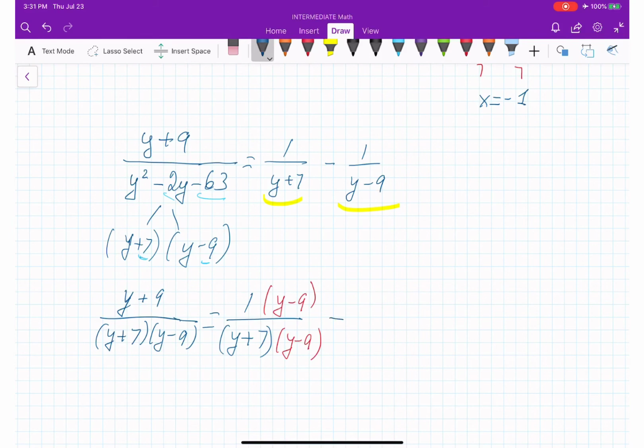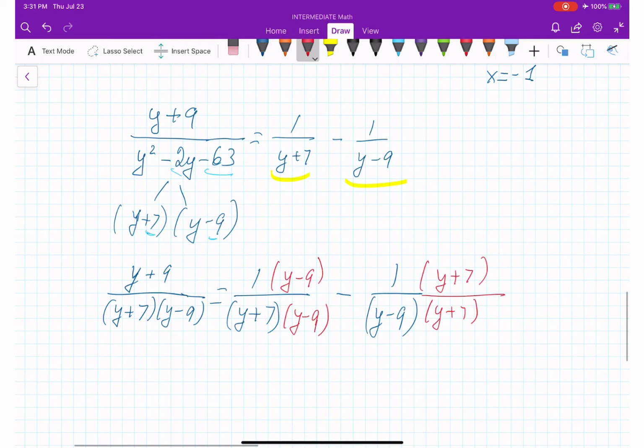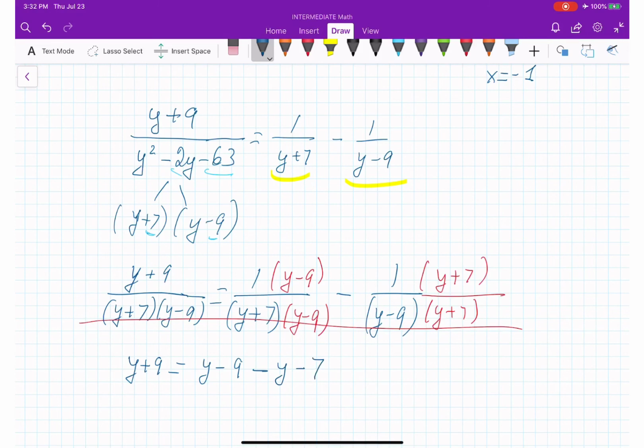And then minus 1 over y minus 9. I'm missing what? y plus 7. All right. Do we have the same denominator across the equation? Yes. Dropping it, we get y plus 9 is equal to y minus 9, and since I have minus, I'm going to flip every sign: minus y and minus 7. Okay? So this y is gone with this y.